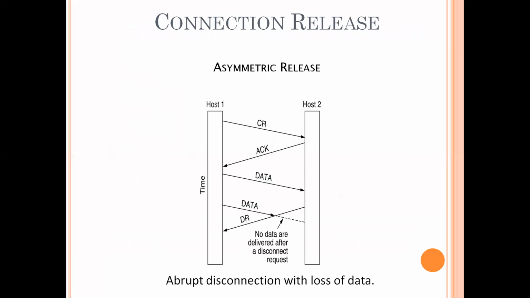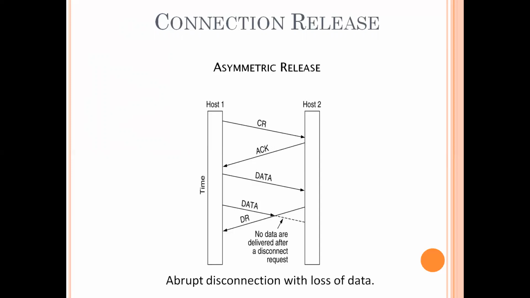This figure shows the asymmetric release. Here you are having two types of connections. Connections of transport can be released in two ways, asymmetric and symmetric. If one of the hosts terminates the connection, then data communication in both directions is terminated. In the other type, if one of the hosts disconnects the connection, then it cannot send the data, but it can receive it. This is the example of asymmetric release.